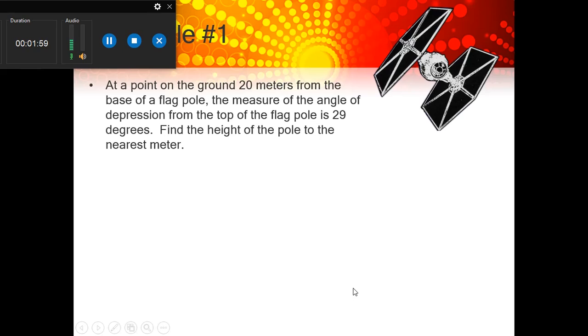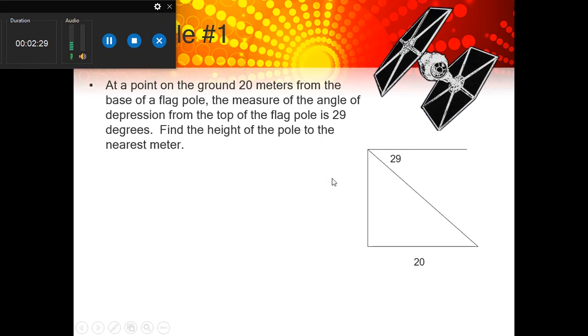In example 1, it says at a point on the ground, 20 meters from the base of a flagpole. So logic tells us the flagpole would be vertical. So let me set my triangle up. We're 20 meters on the ground, so that's going to be our horizontal distance. The measure of the angle of depression. When they say that, we know that someone's up high looking out. So I drew the line to represent the angle of depression, and it's 29 degrees.